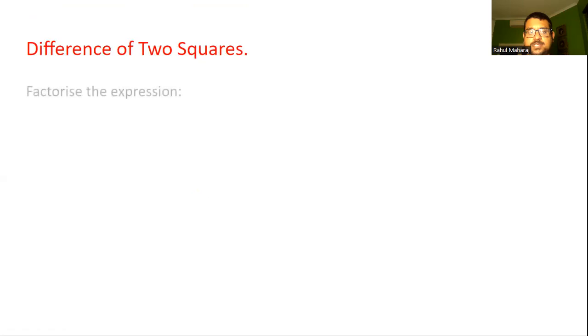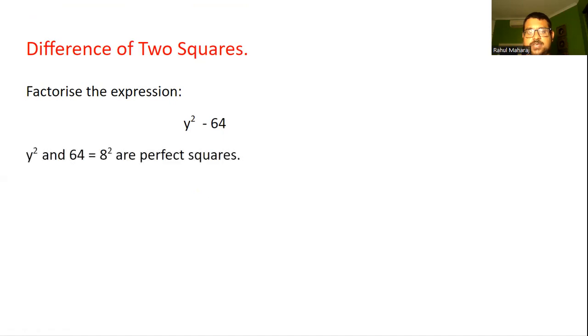Let's look at some examples. Let's factorize the expression y squared minus 64. 64 is 8 squared, and y squared is y times y. So therefore, these are just two perfect squares. And the factorized form is y plus 8 into y minus 8.